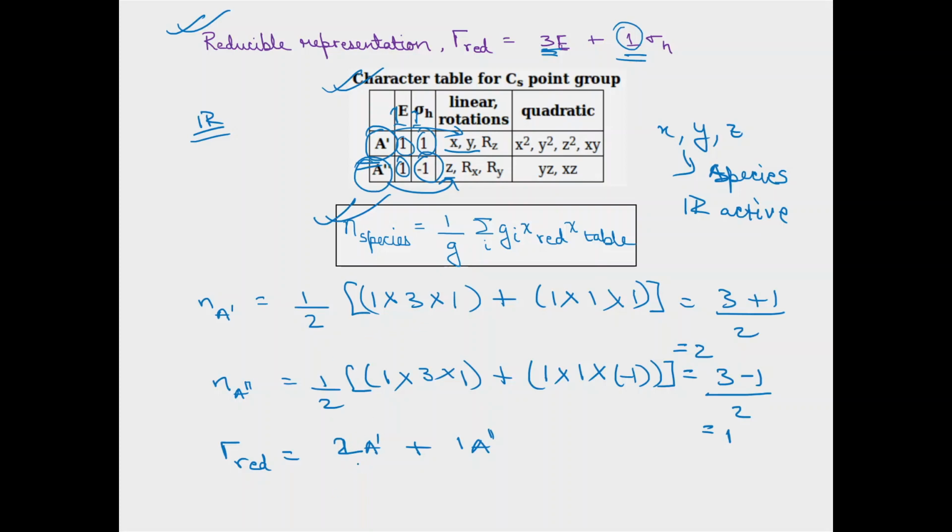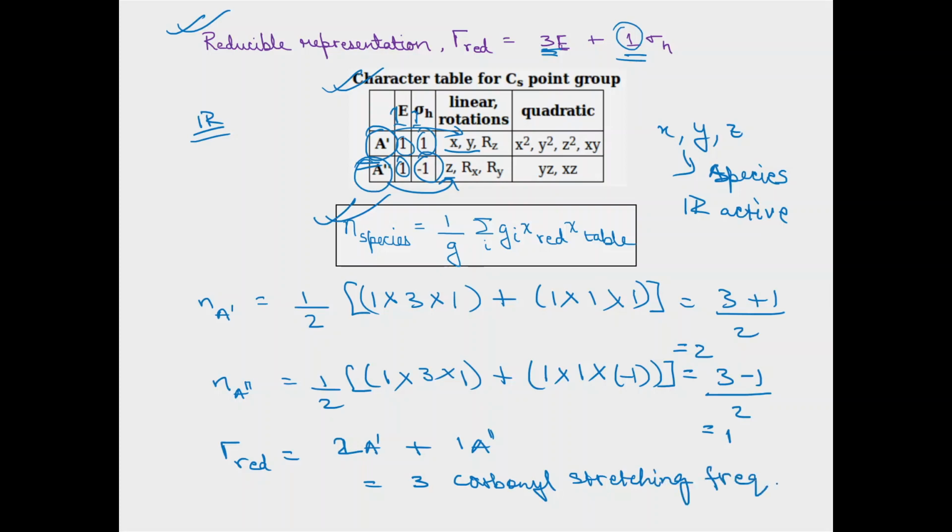So here we can see the 2 from this A' and 1 from this A''. So we are getting a total of 3 carbonyl stretching frequencies. Okay, that is 3 active IR bands.